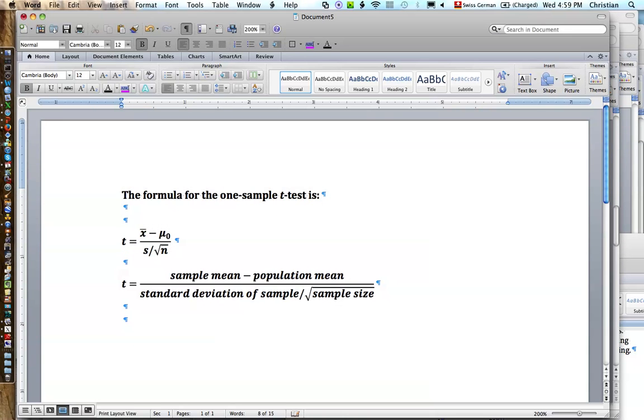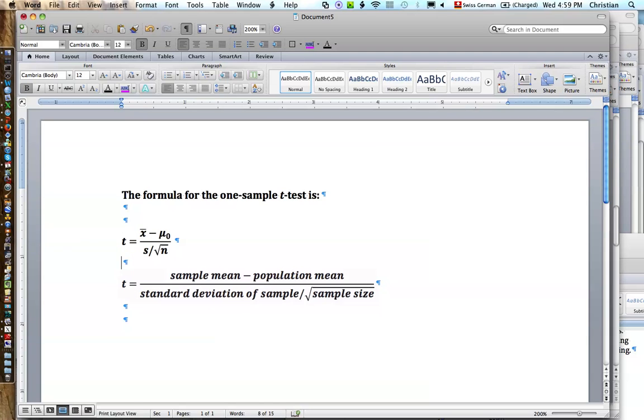If you look at the formula of the one sample t-test, we're looking at the sample mean minus the population mean. So we're looking at this difference, and then we're dividing it by the standard error of the sample, so the standard deviation of the sample divided by the square root of the sample size. So we can calculate everything except the population mean.